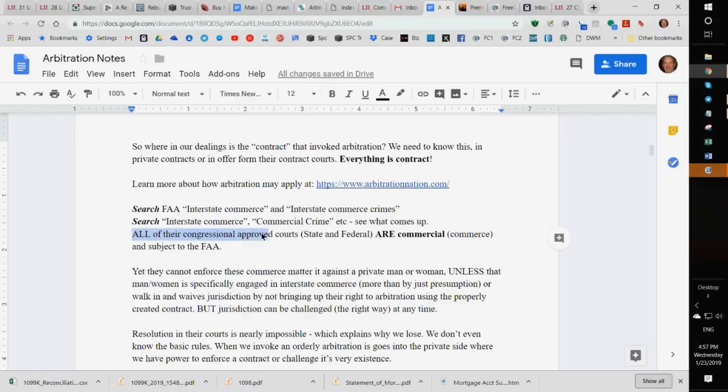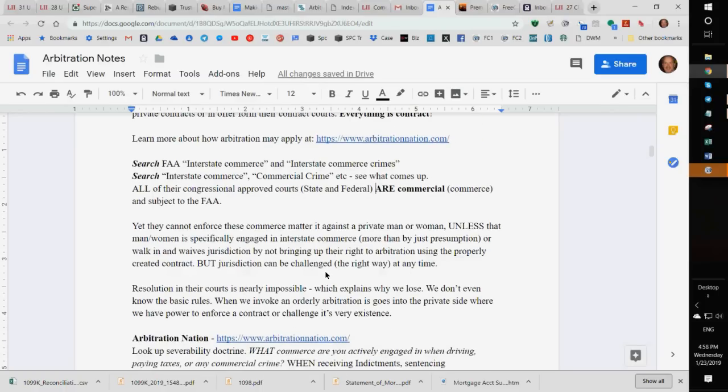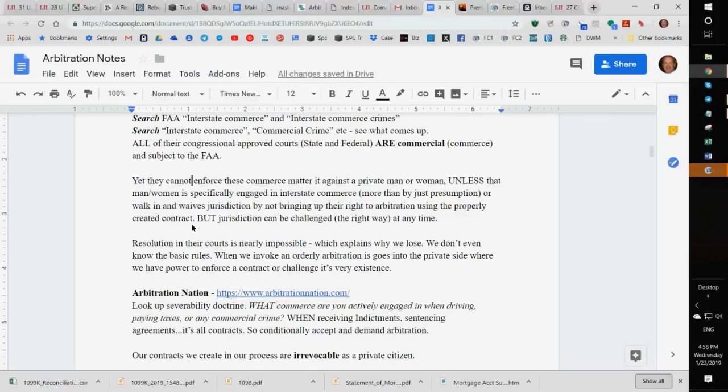Remember, Congress approves the courts. They created the courts, state and federal. If Congress approved it, it falls under interstate commerce, and therefore it's commercial, and therefore subject to contract. If there's a contract that's proven, arbitrated, and already in place, they lose their jurisdiction, because they understand commercial law. Admiralty, commercial law. Maritime, commercial law. They know what it is. We don't have to bring that point up to them. All we have to do is show them we actually have a different contract. That's what we're going to teach you how to do.